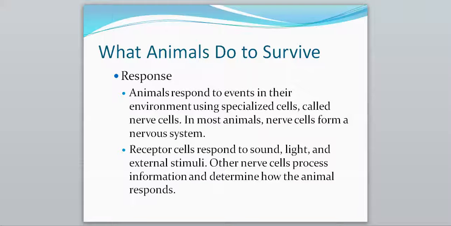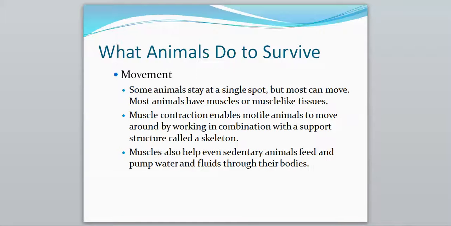Our next one is response. Animals will respond to events in their environment using specialized cells called nerve cells, and in most animals, nerve cells form a nervous system. So that's basic there. Our first groups of animals are going to kind of go against this a little bit, but we'll get more in detail with that later on. And then they have receptor cells that will respond to sound, light, and other external stimuli, and other nerve cells will process information and determine how our animal will respond. So the difference between a rock and an animal is, if you hit a rock, nothing happens. If you hit an animal, there's going to be some type of response that's going to be stimulated.